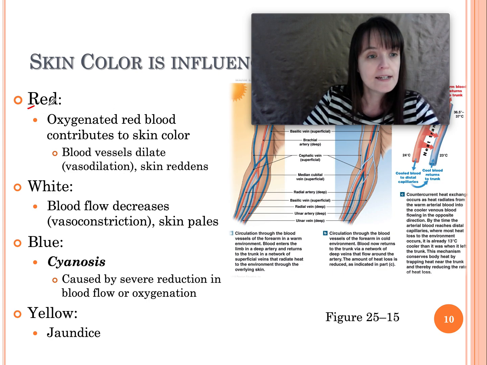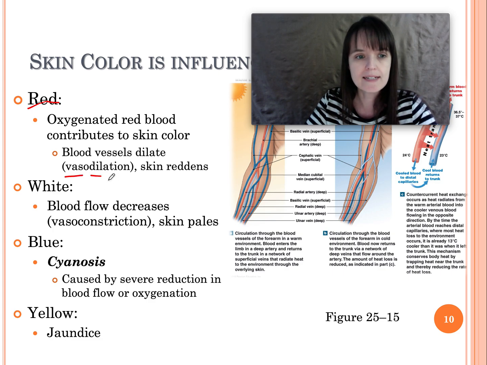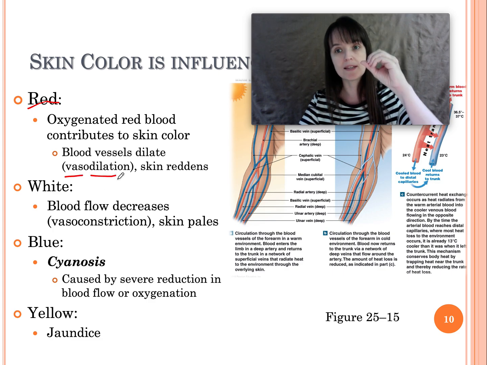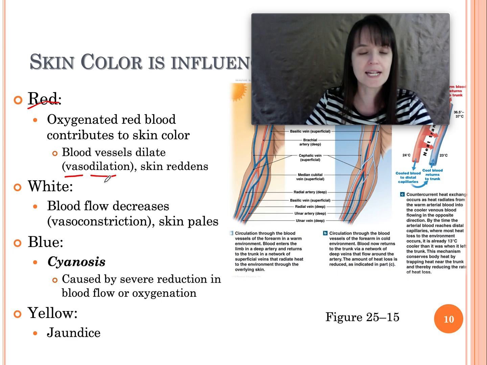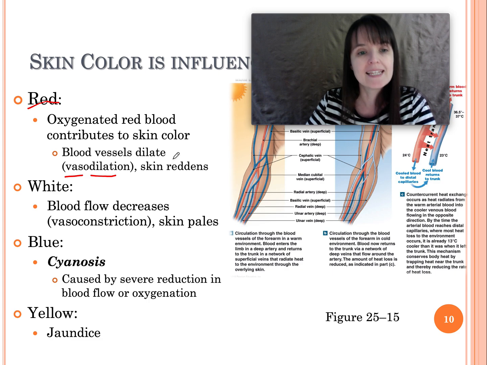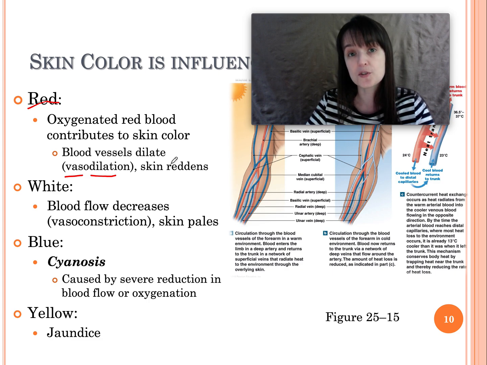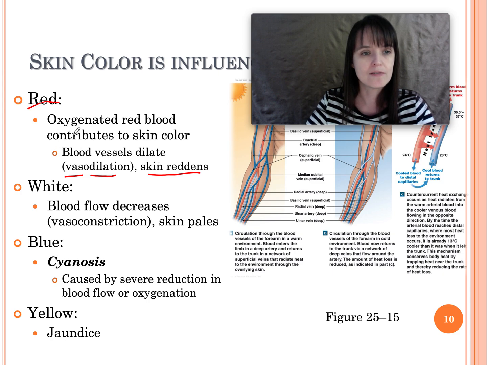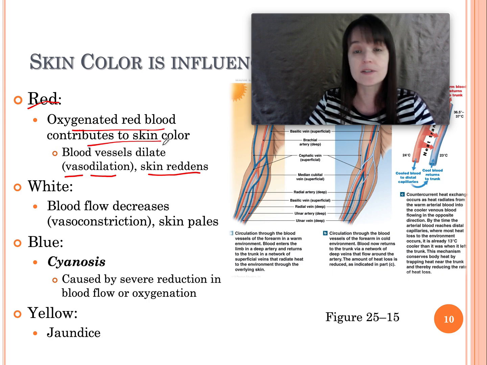Red is vasodilation. Vas means vessel, and to dilate means to make the diameter bigger. So vasodilation, when you make the blood vessels bigger in diameter, allows more blood closer to the surface of the skin, and the skin reddens. So oxygenated red blood contributes to skin color.